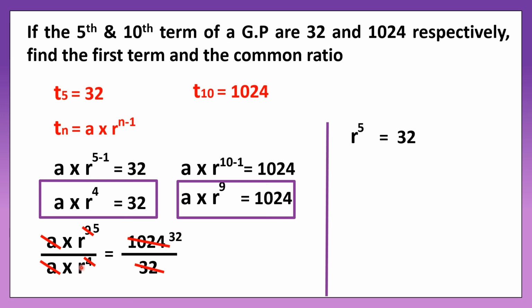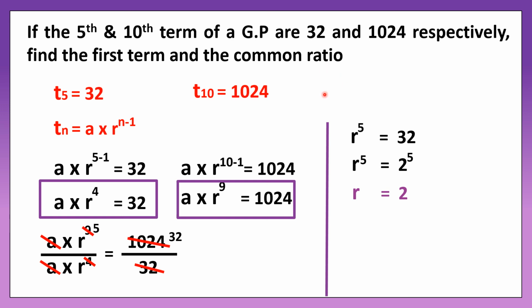Here R raised to 0 will be 1. So the denominator here is 1. No need of considering that. So R raised to 5 is equal to 32. R raised to 5 is equal to 2 raised to 5. 32 is 5 times 2: 2 into 2 into 2 into 2 into 2. We can divide this 32 by 2, just like what we have done in the previous question. So when the 5 is same, see here also the 5 is same, the power is same, so R must also be same. Therefore, R is equal to 2. Here we got the common ratio, R is 2.